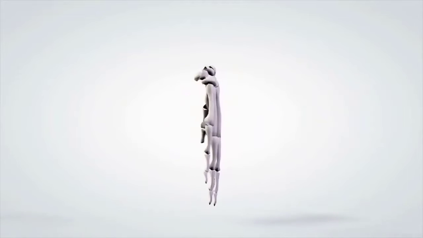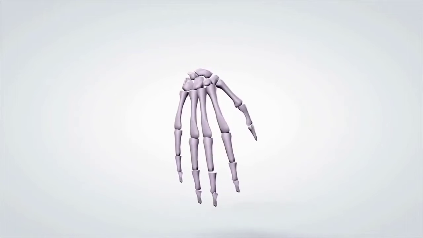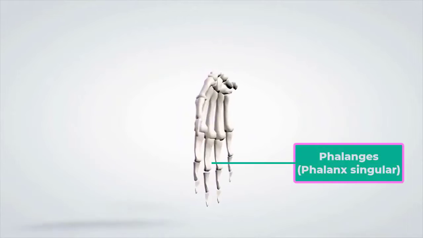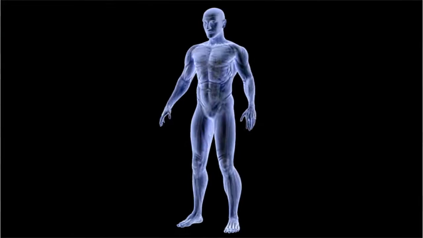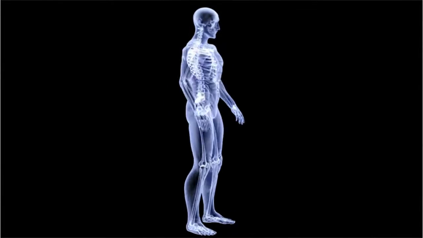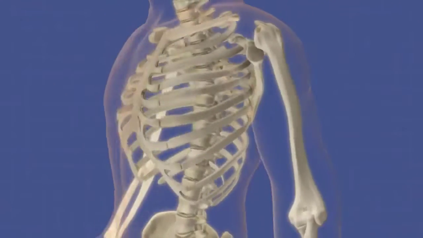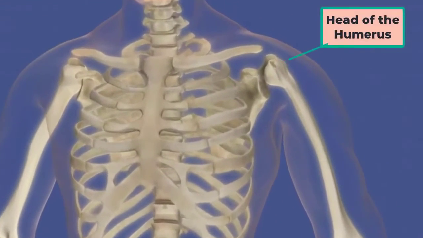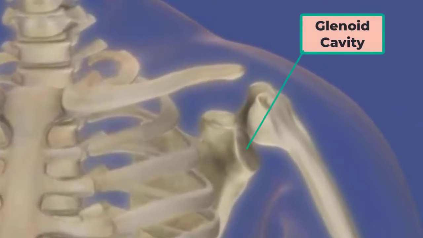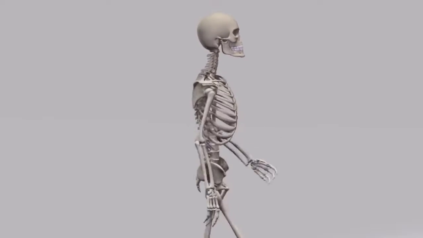The fingers and thumb contain a total of 14 bones, each of which is a phalanx bone of the hand. The humerus is the single bone of the upper arm region. At its proximal end is the head of the humerus. The head articulates with the glenoid cavity of the scapula to form the glenohumeral joint.